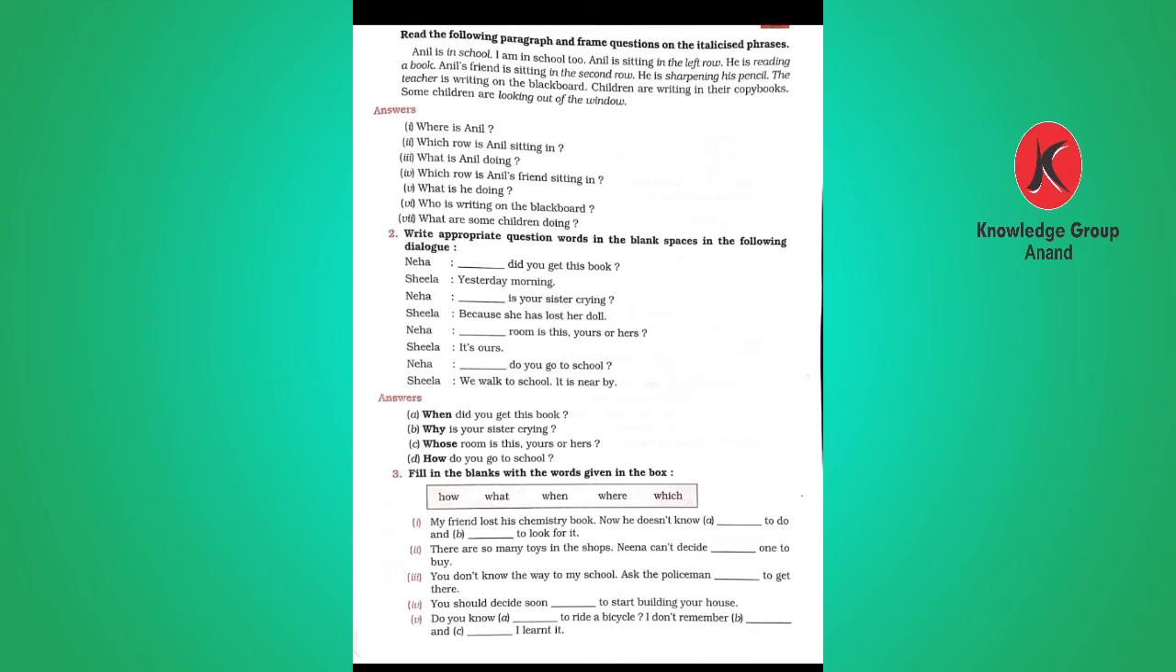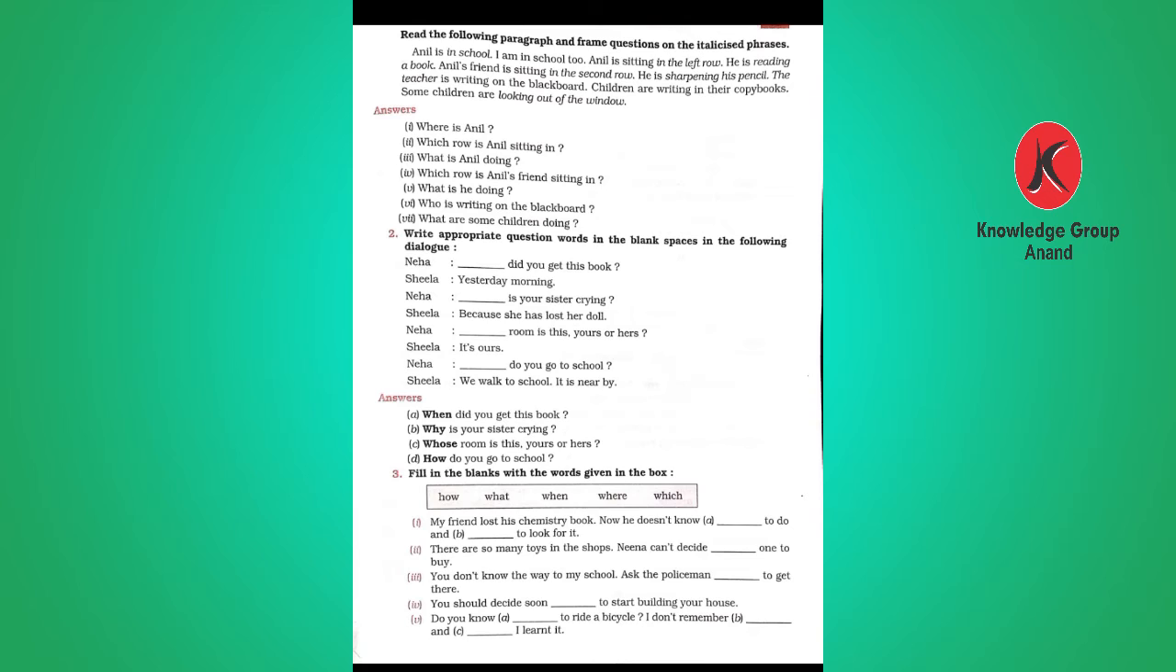I don't remember when and how I learned it. Okay, so my friend lost his chemistry book. Now he doesn't know what to do and where to find it. There are so many toys in the shops. Nina can't decide which one to buy.